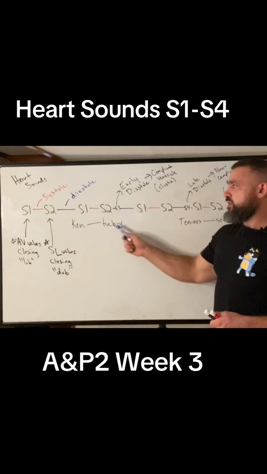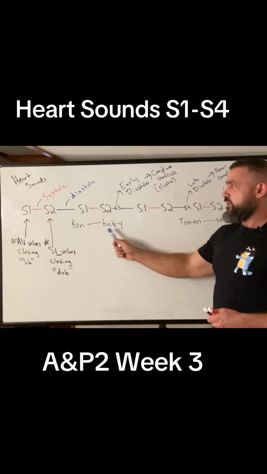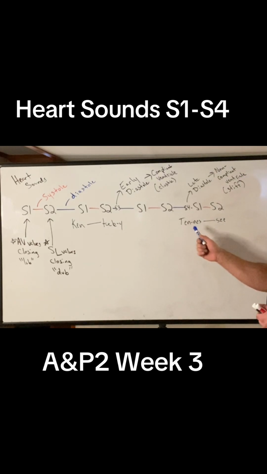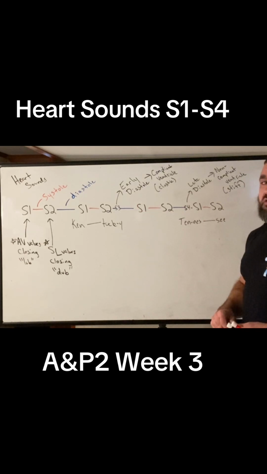So Kentucky, so S1, S2, S3. Kentucky, Kentucky. So lub dub dub, lub dub dub. Now if it's an S4, it would be Tennessee, Tennessee. So lub lub dub, lub lub dub. And a split S1 and a split S2 would sound the same, but the difference is it's a lot harder to hear the S3 and S4 because they're not as loud. They're quieter.